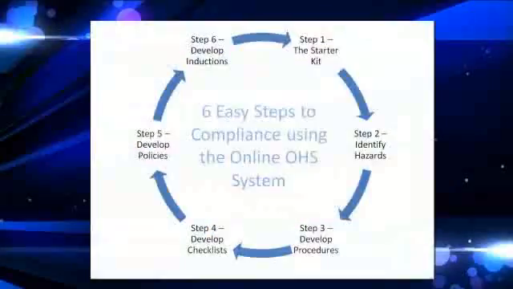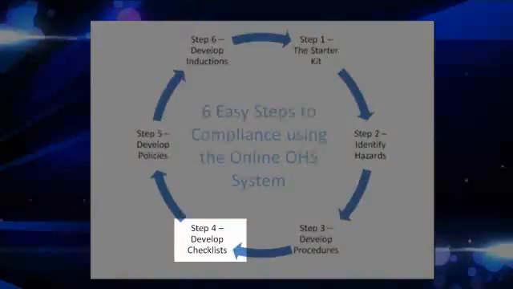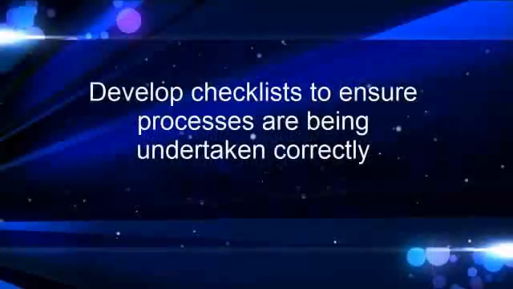This leads us to Step 4, checklists. So we have entered our data in the system via the starter kit. We have identified the hazards relating to them, then developed procedures to undertake them safely. The next step is develop checklists. By developing checklists, we can ensure that the hazards we have identified and the safe work procedures and control measures we have implemented are being undertaken correctly.